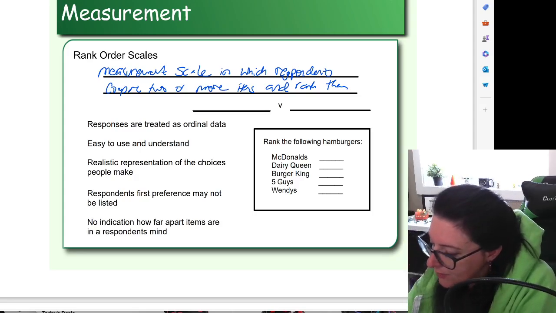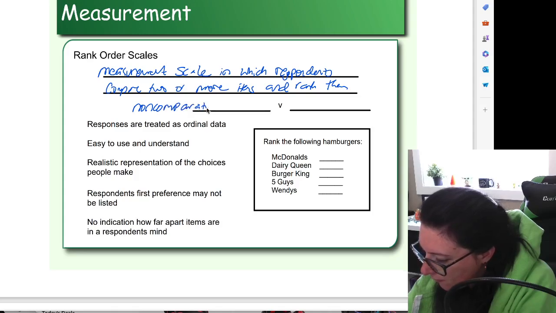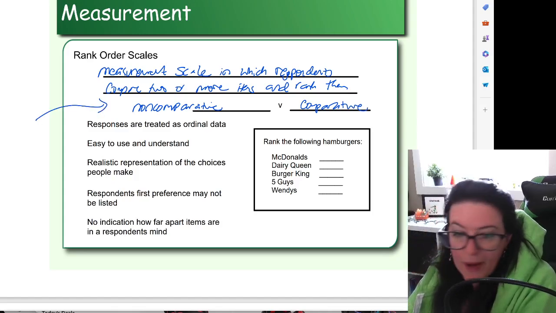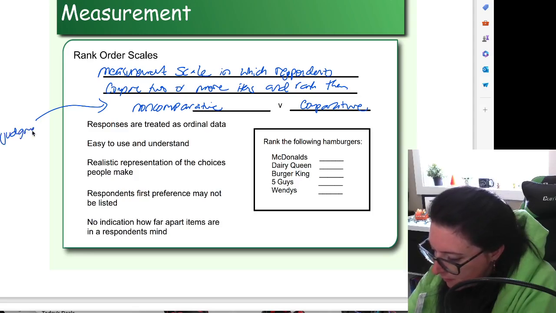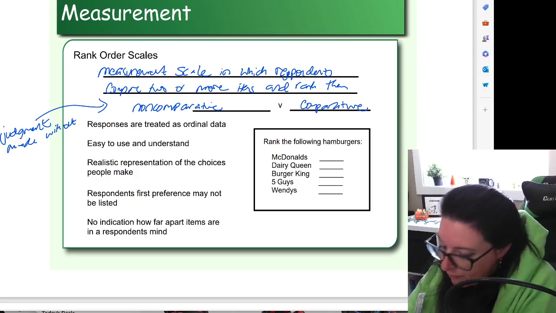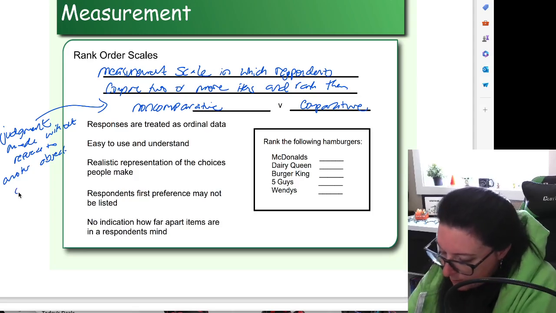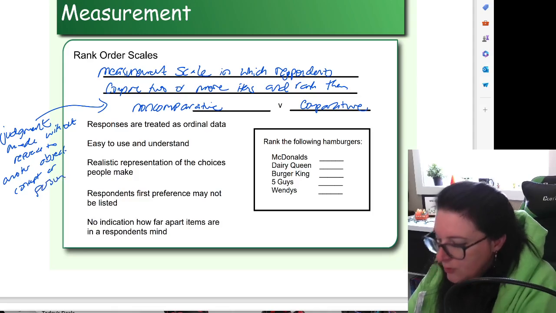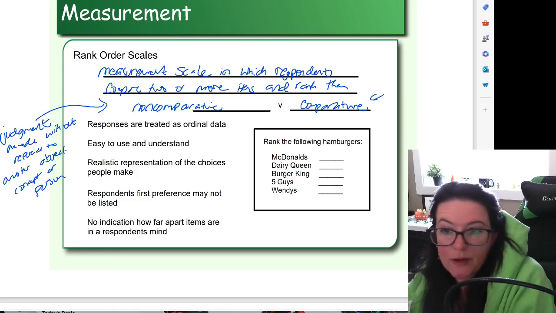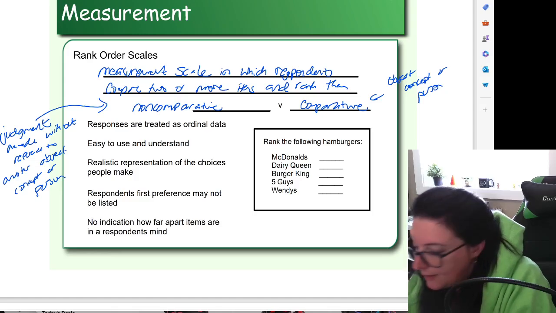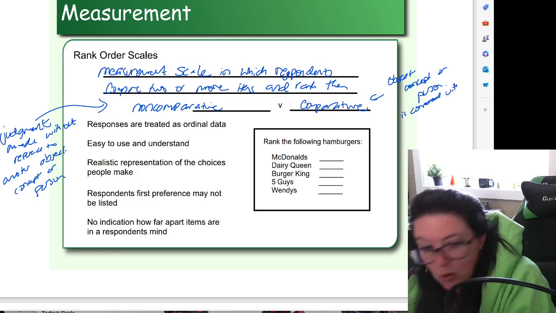When it comes to rank order scales, they can be non-comparative or comparative. So let's define those. A non-comparative scale is a judgment that is made without a reference to another object or concept or person. And a comparative scale is where an object, a concept, or person is compared with another on a scale.